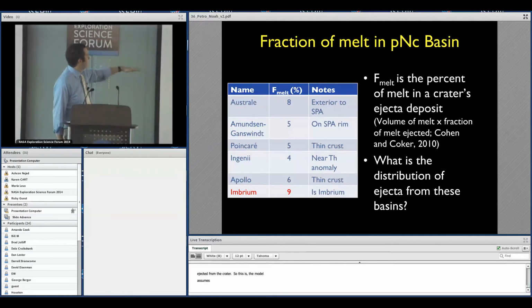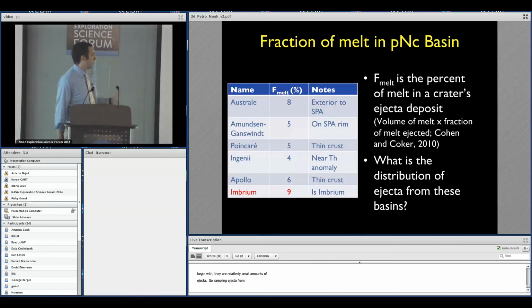So for these basins, the five basins, and I include Imbrium because it turns out, as we all understand, Imbrium is a very important player, not just on the near side, but potentially even on the far side as well. So these values we'll see time and time again, but essentially what we're saying here is that in the ejecta deposits from these basins, this is the fraction of melt that's in those ejecta deposits. So just to begin with, they're relatively small amounts of ejecta. So sampling ejecta from Poincaré or Apollo, it's going to be a small amount of any ejecta deposit.